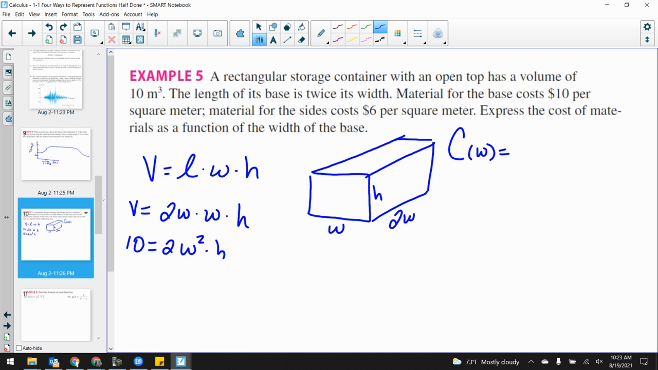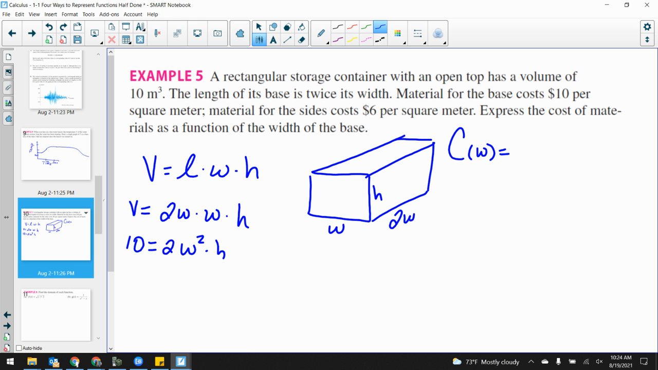Now, I don't know how that's going to help us, but I know that we have an equation there that I could pretty easily solve for H, or I could pretty easily solve for W. If I just scoot all that other stuff over to the other side, I can solve for W or H pretty easily. I know in the end I only want W, so this might assist me here. The other information that I have is all about my pricing. Material for the base costs $10 per square meter. Material for the sides costs $6 per square meter.